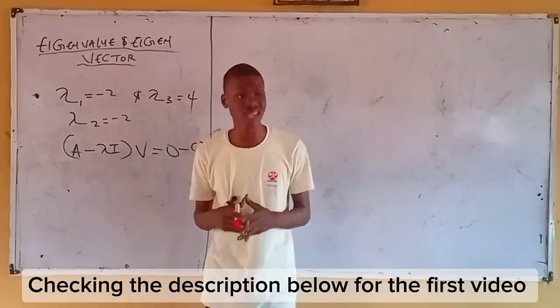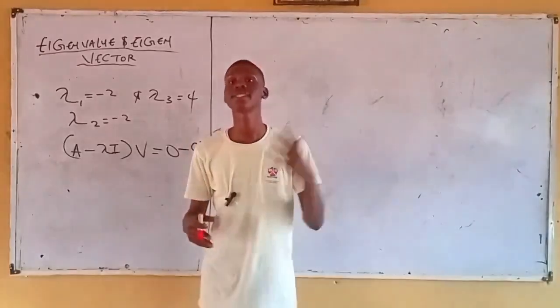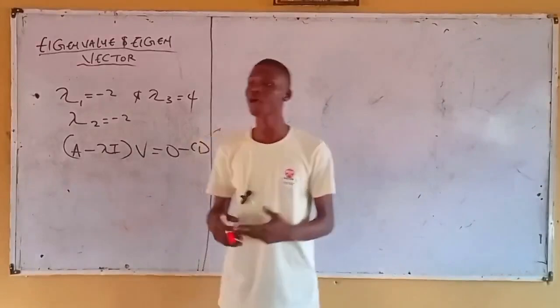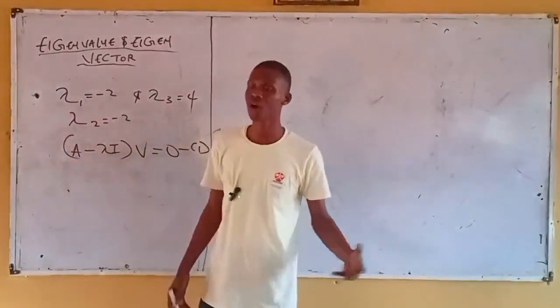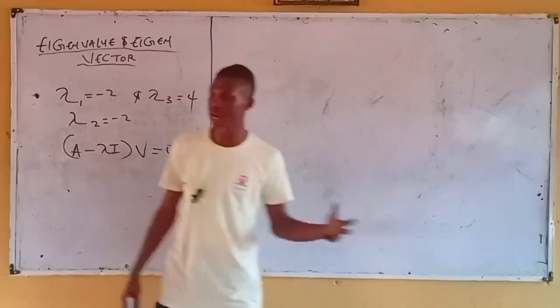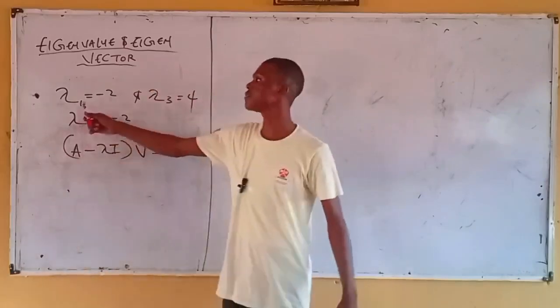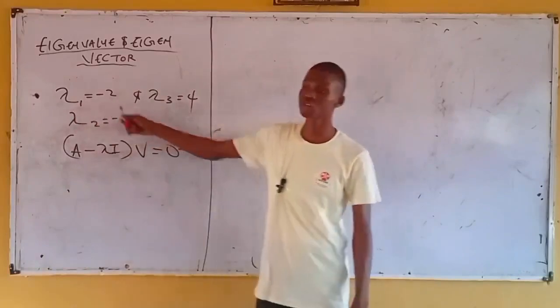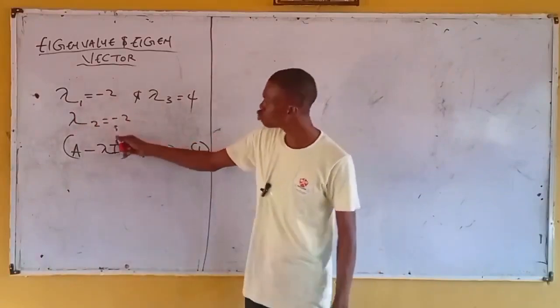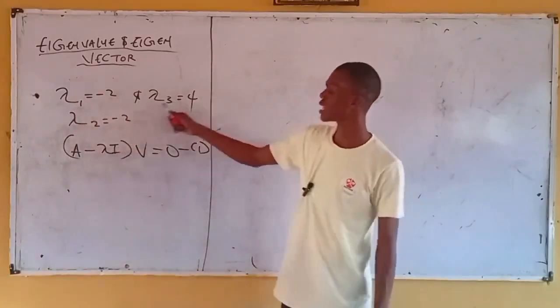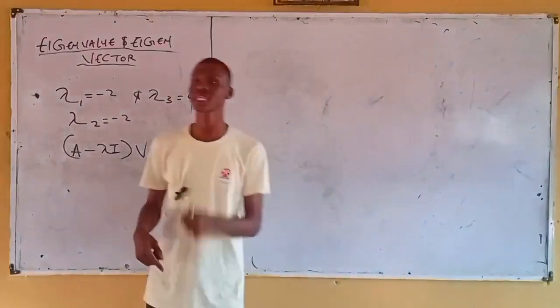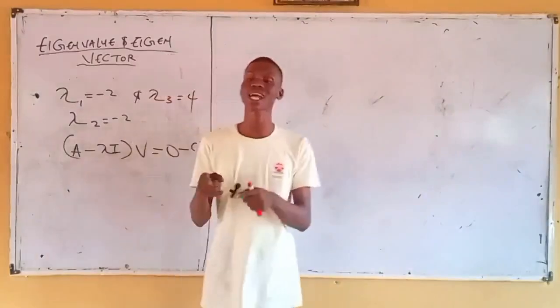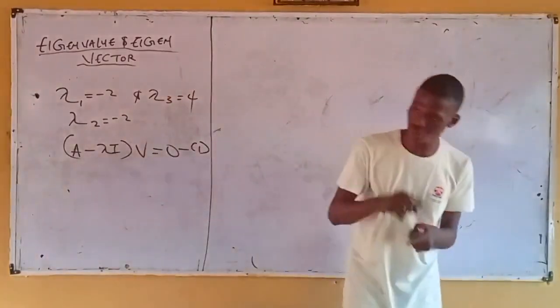Now, question 1 says to calculate the eigenvalues, right? And we've been able to do that. So far we've obtained the eigenvalues, right? Our first eigenvalue, lambda 1, is equal to -2, lambda 2 is equal to -2, lambda 3 is equal to what? 4. What it means is that each eigenvalue has its corresponding eigenvector.